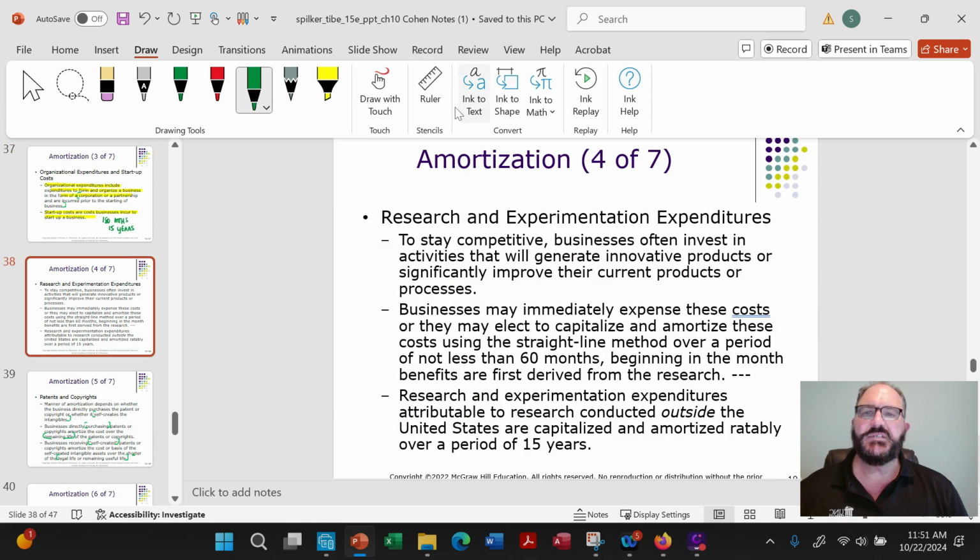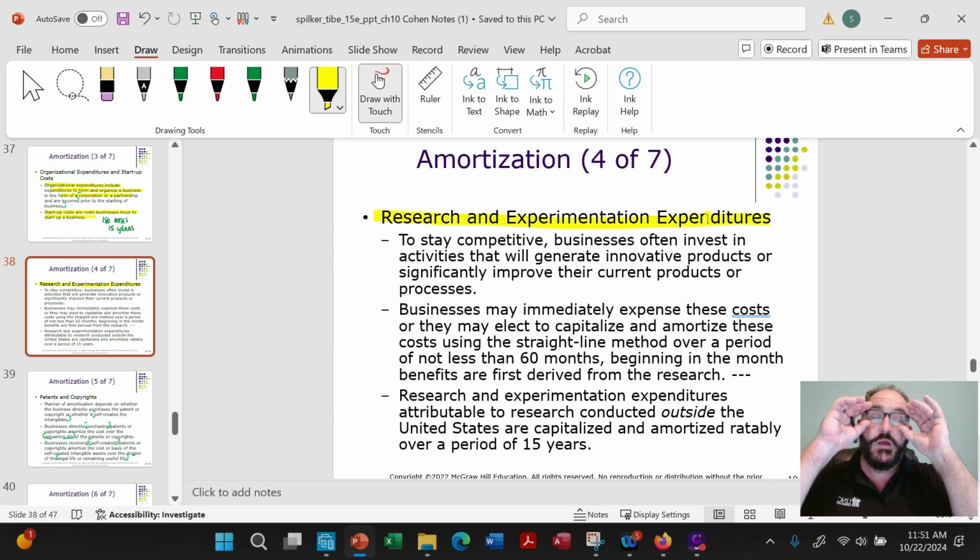Now, what about this other one? Research, and again, most of you probably haven't seen these. Research and experimentation. Now, why would the government do this? They have to create innovative products, and to stay competitive, they may immediately expense these costs, or they could capitalize and amortize these for not less than 60 months, beginning in the month the benefits are first derived from the research.